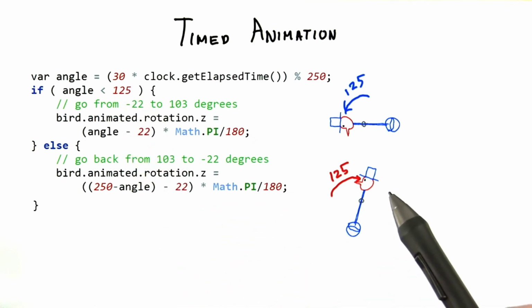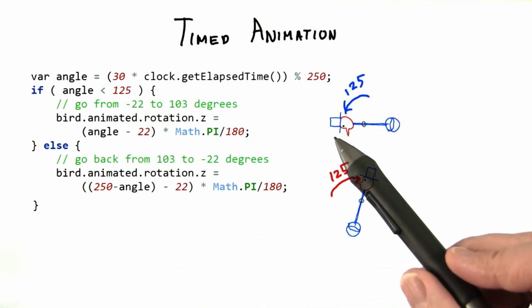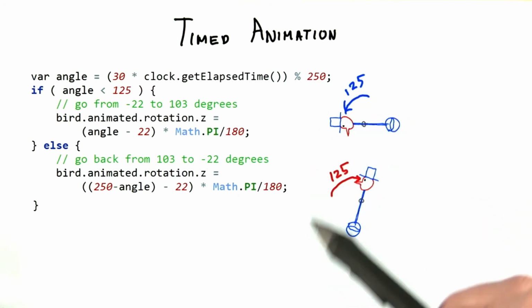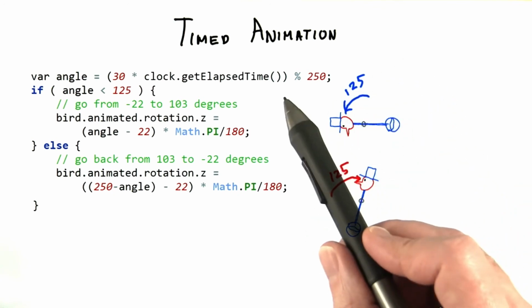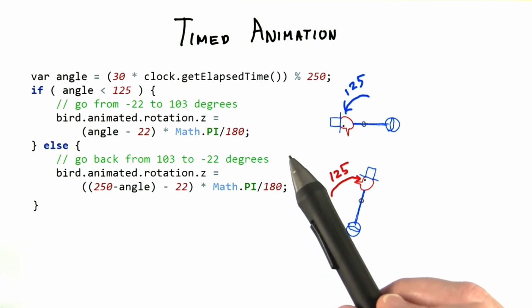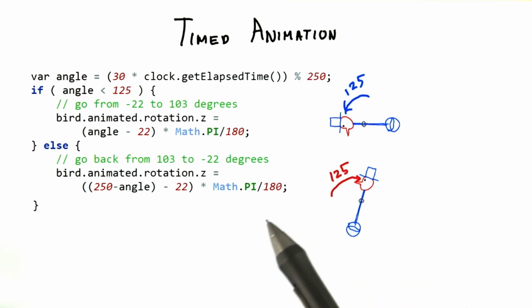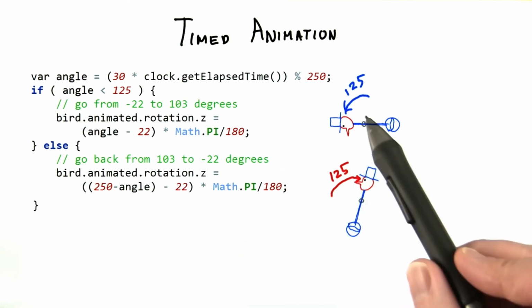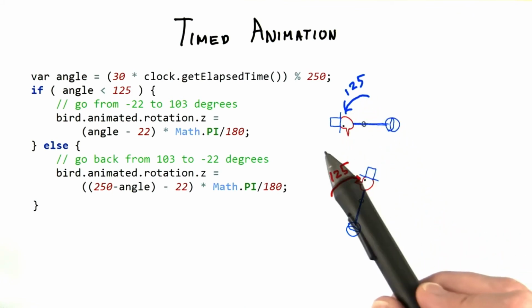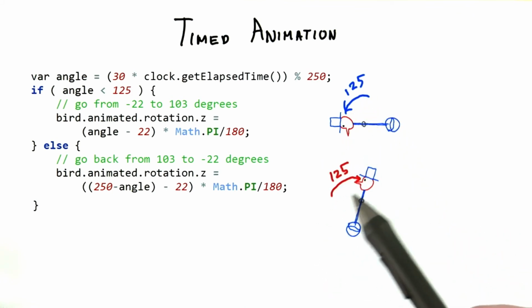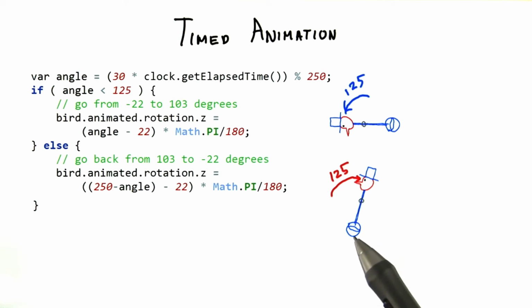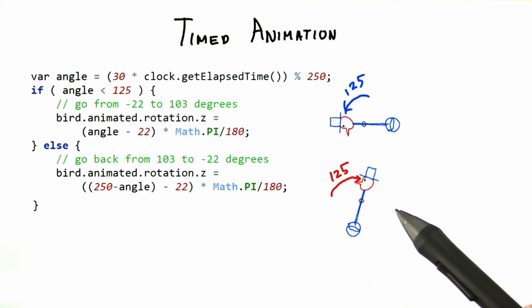We know that the drinking bird sweeps through a 125-degree arc in both directions, for a cycle of 250 degrees total. By taking the modulus, the remainder after the division by 250, we get an angle between 0 and 250. If the angle is less than 125 degrees, we rotate the bird forwards. Otherwise, we rotate it backwards, adjusting for the starting and ending angles of negative 22 and 103 degrees. Now, if the browser window is exposed later, the time is always going to resolve to a proper angle.